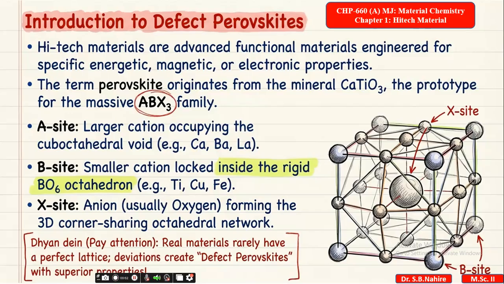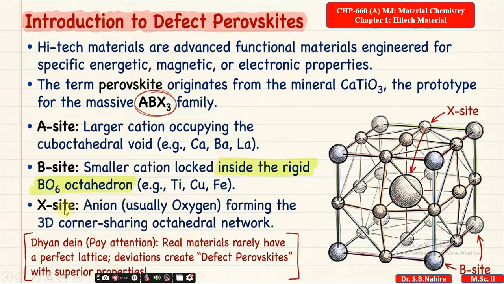Now let us understand each site one by one. A site. This is occupied by a larger cation. It sits in a large space called a cubo-octahedral void. Examples include calcium, barium, and lanthanum. Now B site. This is a smaller cation. It is located inside a rigid BO6 octahedron. This octahedron is formed by 6 oxygen atoms surrounding the B site ion. Examples include titanium, copper, and iron.